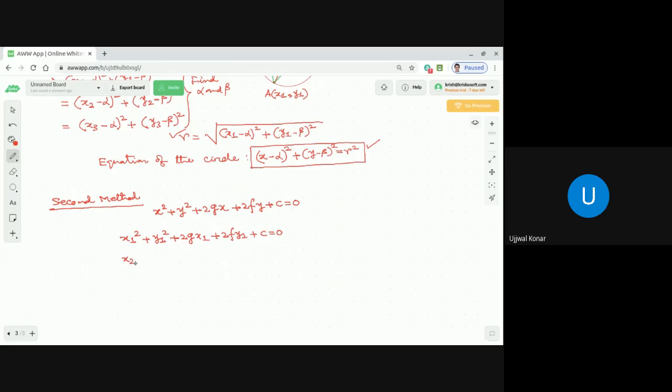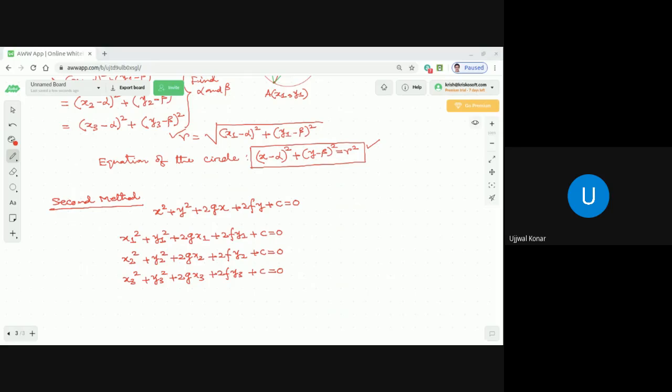In the similar manner, you will get x2 square plus y2 square plus 2g into x2 plus 2 into f into y2 plus c is equal to 0. And finally, x3 square plus y3 square plus 2gx3 plus 2fy3 plus c is equal to 0. So these are the three equations we get. And we have three unknowns, dear students.